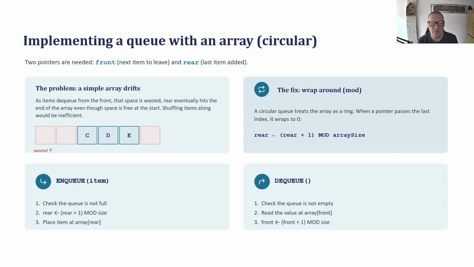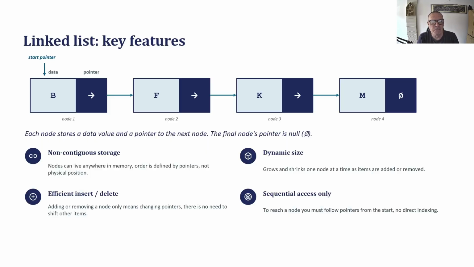Similarly for DQ, we have to check if it's not empty first of all. We can't DQ something if the whole thing is empty. We read the value at the front, whatever the front points to, and again, once we've removed that, we have to work out what the new front should be. And again, the front may need to wrap around and go back to the beginning. So again, we use the mod method to do that.